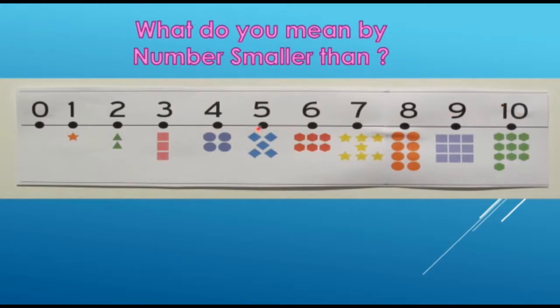5 is smaller than 6, 7, 8, 9, 10. 6 is smaller than 7, 8, 9, 10. 7 is smaller than 8, 9, 10. 8 is smaller than 9 and 10. 9 is smaller than 10. Which side is less? Let us understand. In backward counting, the number value decreases. 1 is less than the 2, 3, 4, 5, 6, 7, 8, 9, 10 numbers. All of you understood?